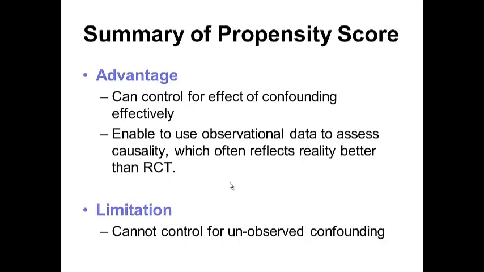If you want to assess what is really happening in a real life setting, it is not a bad idea to use observational data. And limitation: a big limitation with propensity score is that it cannot control for unobserved confounding. Therefore, even when you have a perfectly well done propensity score analysis, RCT still has an advantage because randomization can control for unobserved confounding as well as observed confounding.